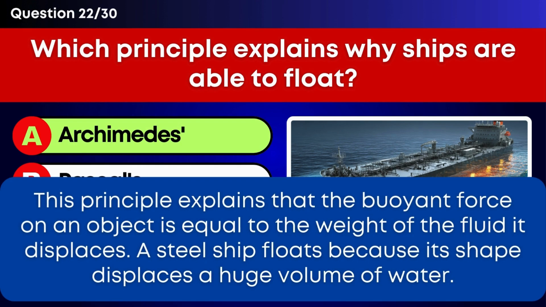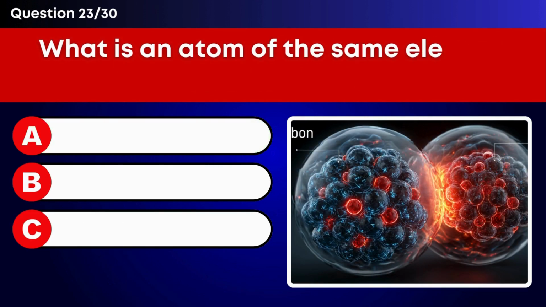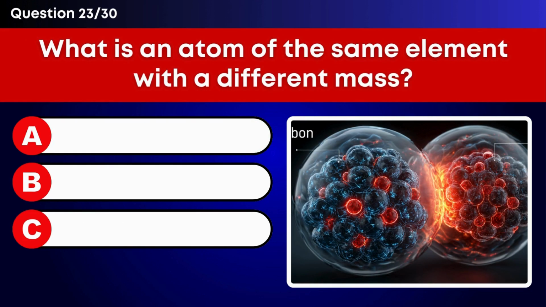Archimedes. This principle explains that the buoyant force on an object is equal to the weight of the fluid it displaces. A steel ship floats because its shape displaces a huge volume of water. What is an atom of the same element with a different mass?